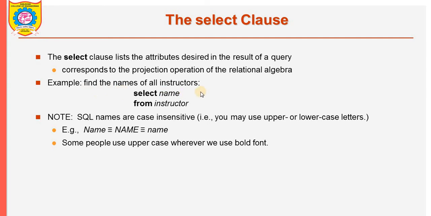So the query will be: select name, where name is the name of the column or attribute, from instructor, where instructor is the name of the table. If we run this query, it will return output as a relation which contains only one column. The name of the column will be name and the values of name will be displayed.